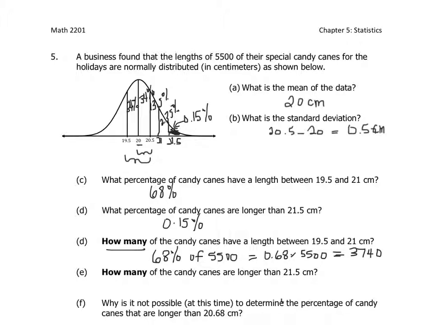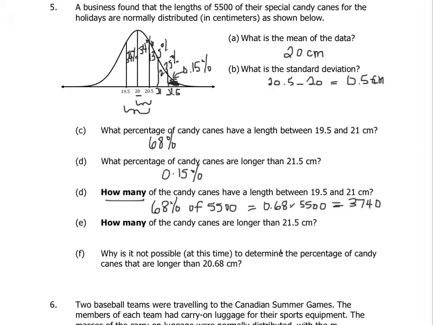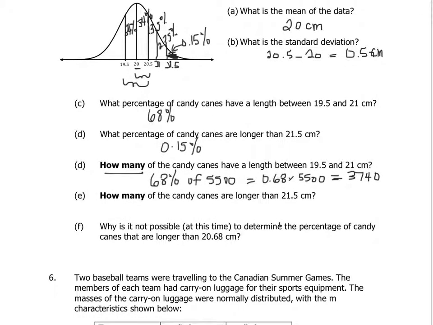So 3,740 you would expect to have a length between 19.5 and 21 centimeters. And the next question, how many of the candy canes are longer than 21.5?